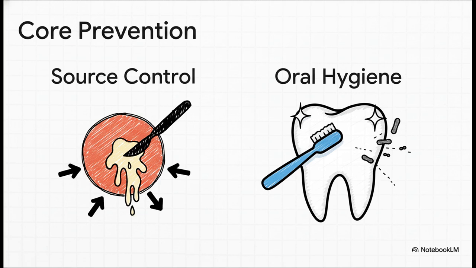But for primary prevention, trying to stop it before it starts, it all comes back to where we began, the mouth. Meticulous oral hygiene is the single best strategy to cut down the bacterial load in its home reservoir and lower the risk of it spreading.